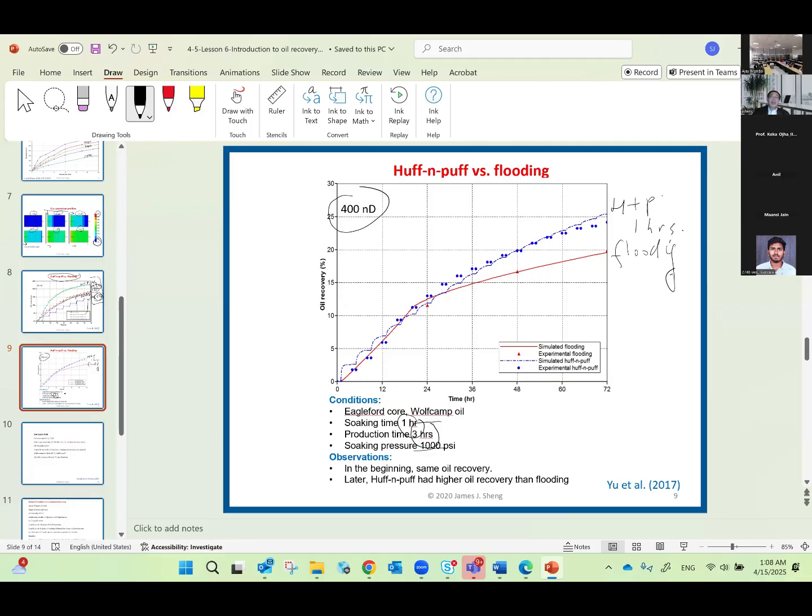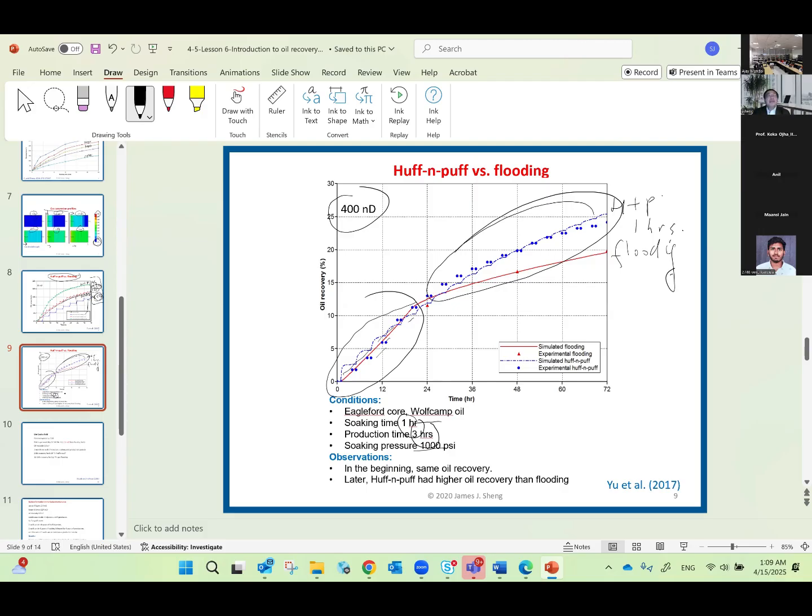Yeah, it's better, Huff-n-Puff is better. But let's look at it in the early time. So early time in the beginning, same oil, and later Huff-n-Puff had higher oil production than flooding. So this slide shows, in the beginning it's very close. Flooding or Huff-n-Puff is almost the same. But later on, Huff-n-Puff is better.